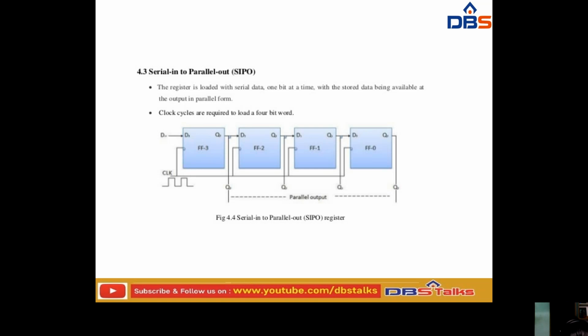So whatever operations you have considered, whatever data you are storing, you have to keep in mind what technique you are using: whether it is serial in, serial out, or serial in, parallel out, or parallel in, serial out, or parallel in, parallel out. We have to check how the data is being sent.